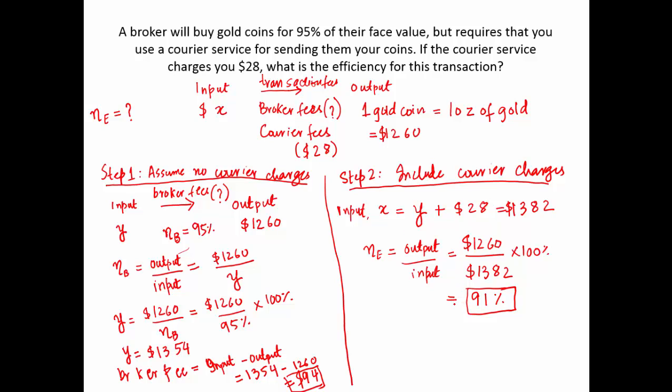So the question for you, just to make sure that you understand this concept, is how will the efficiency change if you're purchasing 10 gold coins? And that's all from this video.